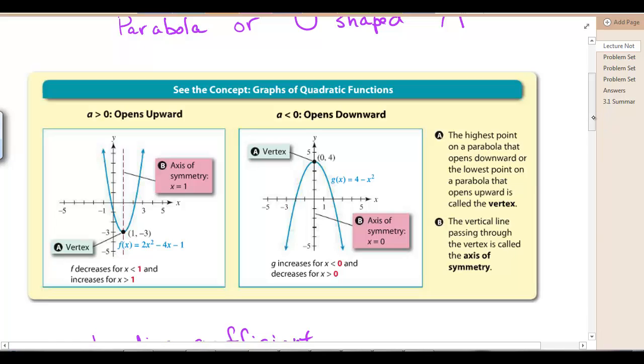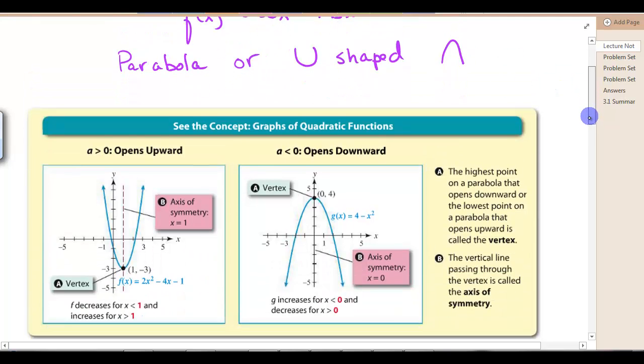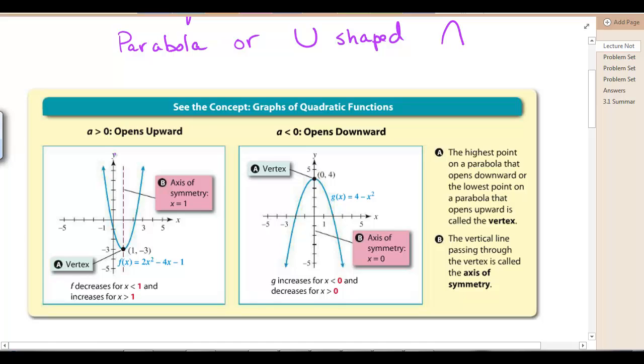So here we have that in a concept box. If a, that's the number in front of the x squared, is greater than 0, meaning positive, it's going to go up, it's opening upward, and so that's that picture. If it's less than 0, if it's negative, it's going to be coming this way. And here's that one, this equation here, 4 minus x squared. So there's a minus in front of the x squared, whereas here it was 2x squared minus 4x minus 1.